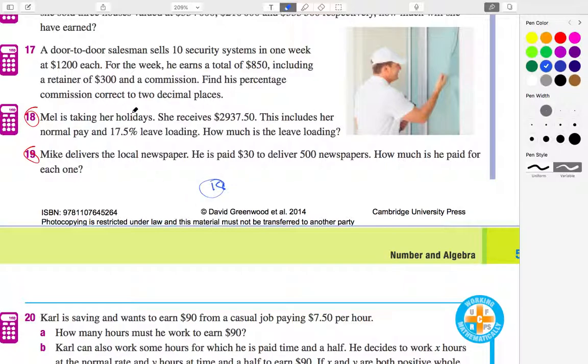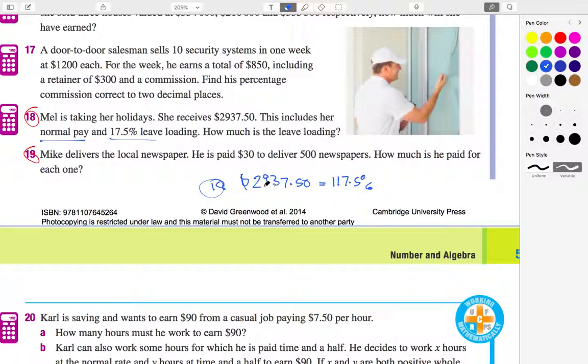So Mel is taking a holiday. So she receives $2,937.50. This includes normal pay and 17.5% holiday leave loading. How much is the leave loading, right? So she earns $2,937.50. Yeah, and essentially that is going to represent 117.5% of her pay, right?